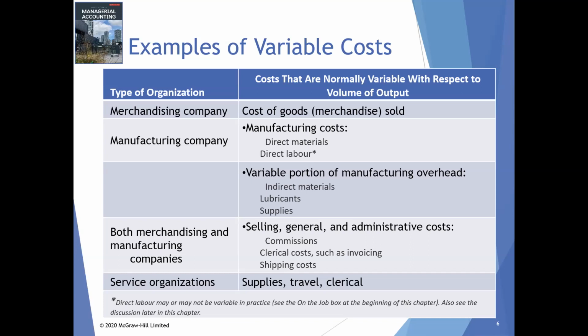Now, direct material, direct labor, and overhead cost. Overhead cost that can be variable: indirect materials, lubricants, and supplies. That is a variable portion of the manufacturing overhead that we calculate. If both merchandising and manufacturing company, then we have some selling, general, and administrative cost: commission, for example, clerical cost such as invoicing and shipping cost. So all these are some of the expenditures that we have under the variable cost. Service organization: supplies, travel, and clerical expenditures.